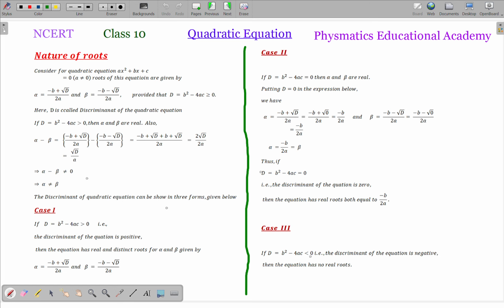In case number 3, b square minus 4ac is less than 0, which is negative. That is, there are no real roots for this quadratic equation. This is a very important concept under nature of roots.